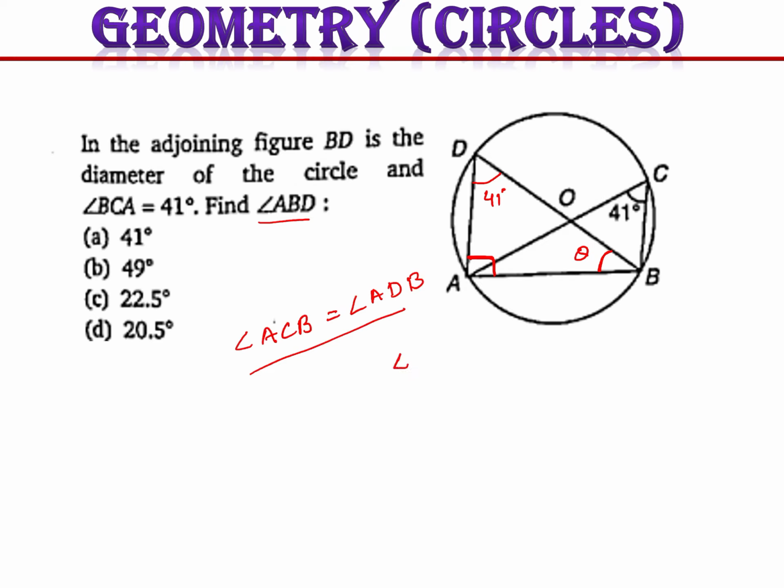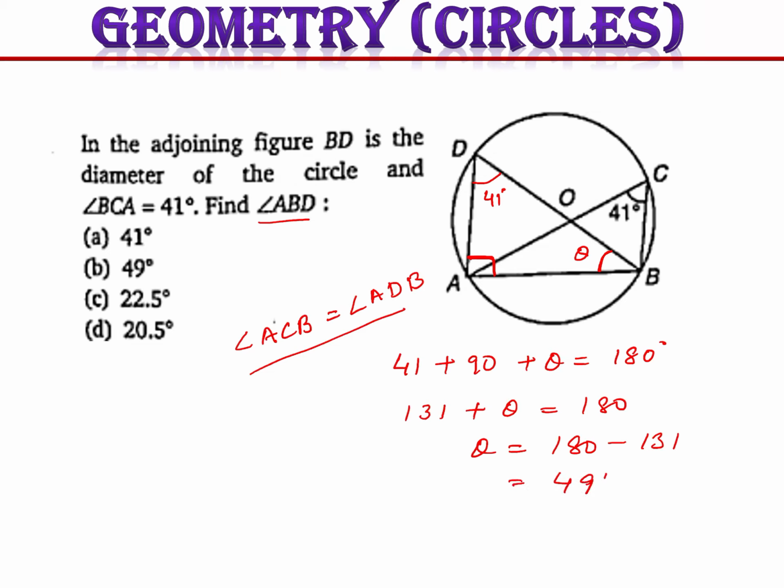So that means 41 plus 90 plus theta is equal to 180 degrees. So that means 131 plus theta is equal to 180 degrees. So theta is equal to 180 minus 131, which is equal to 49 degrees. So here we have the measure of the angle ABD. So what property we have applied here is that angle in a semicircle is a right angle and angles in the same segment are equal.